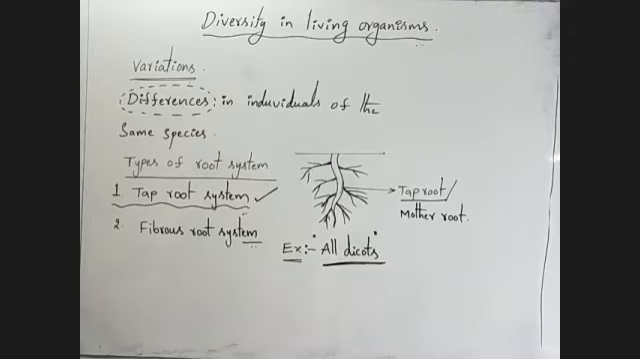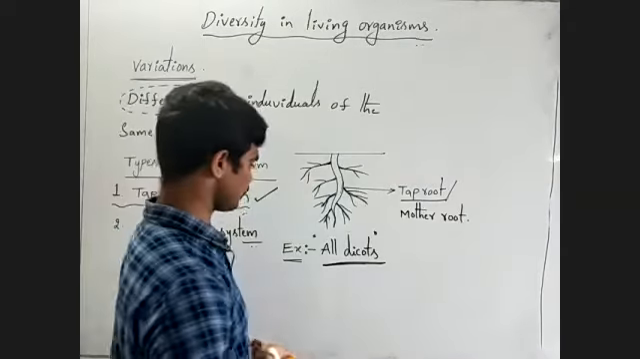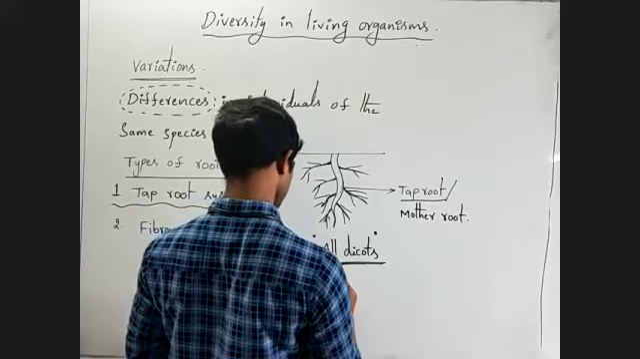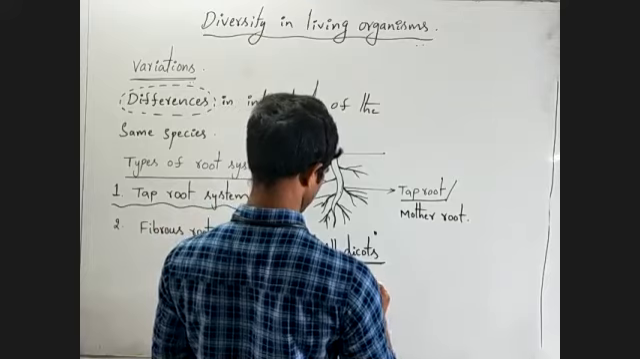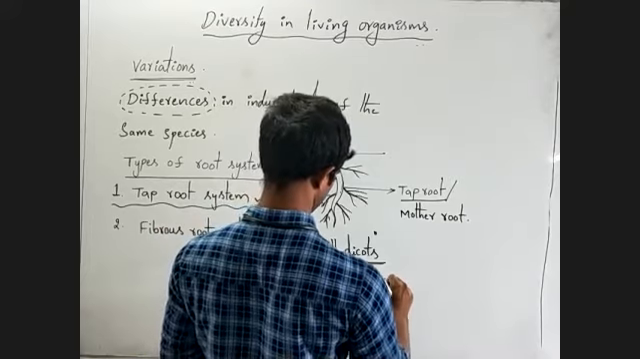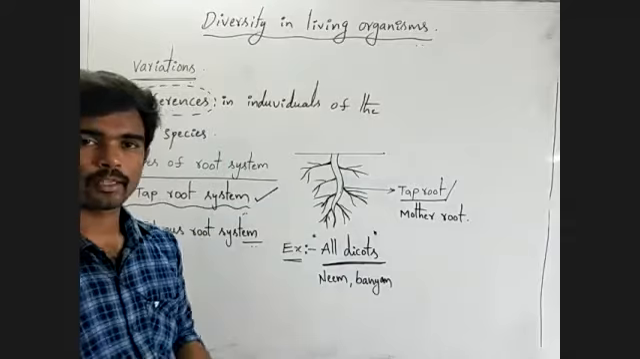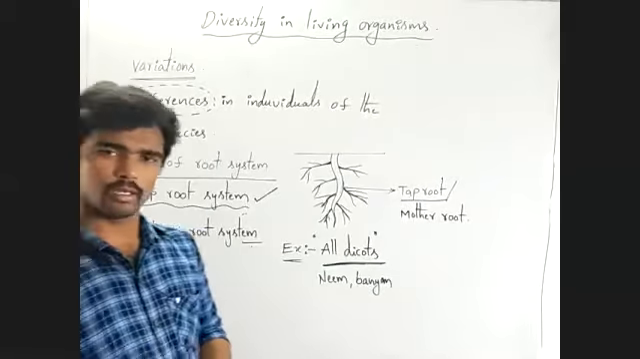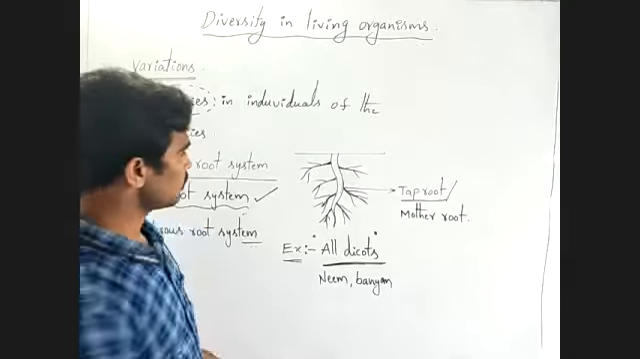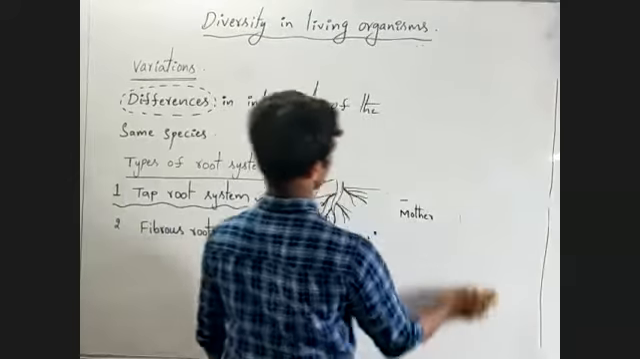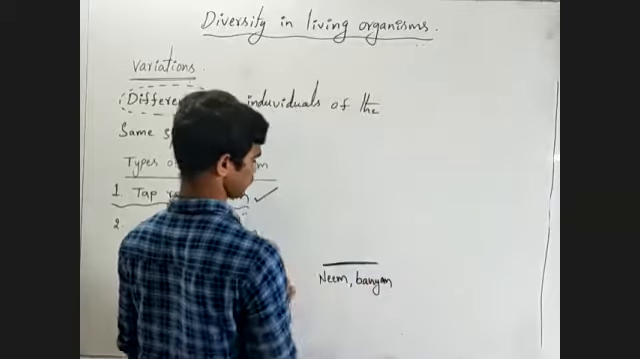Next, all dicots, as already discussed. Examples: neem plants, banyan tree, mango. Like this, maximum all groundnuts, beets, pea plants. All these plants are dicots.